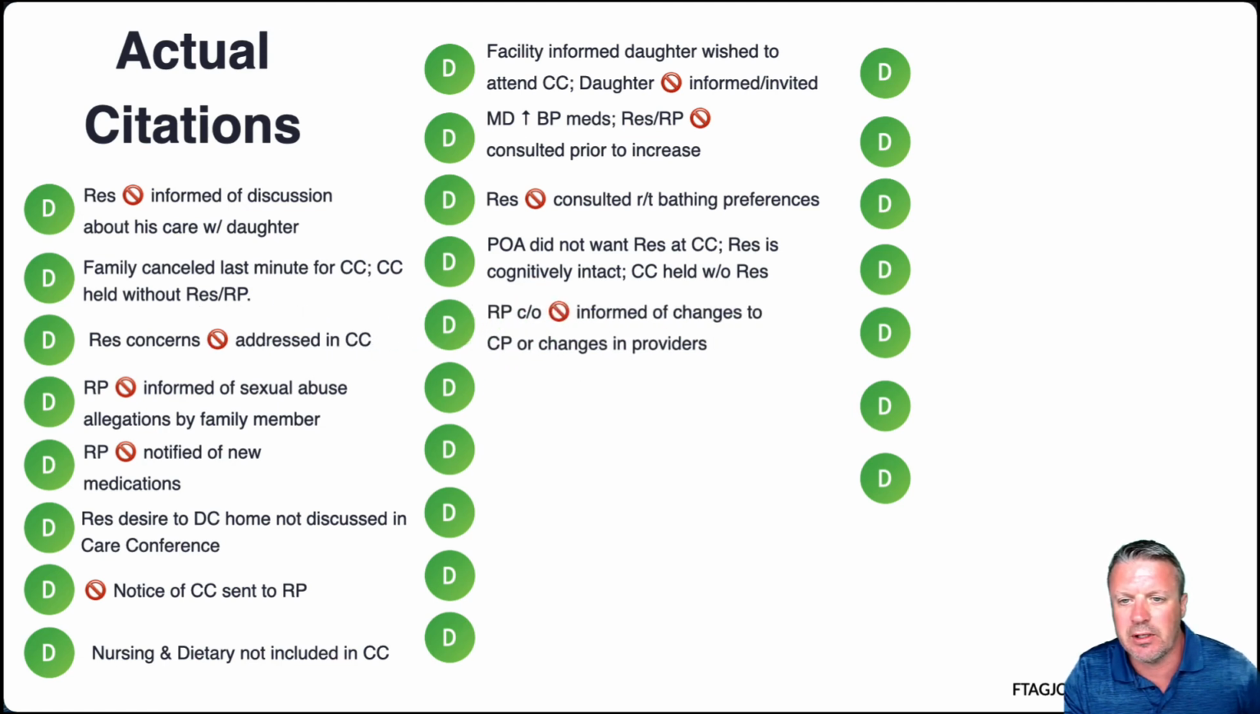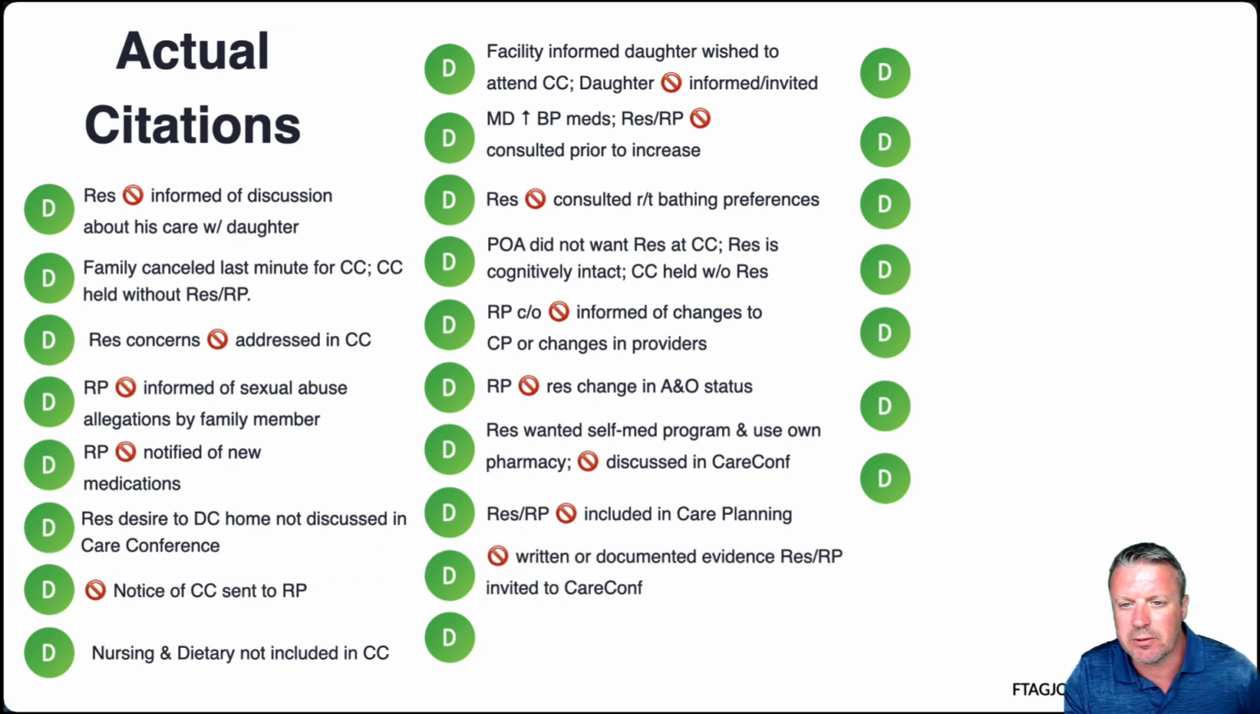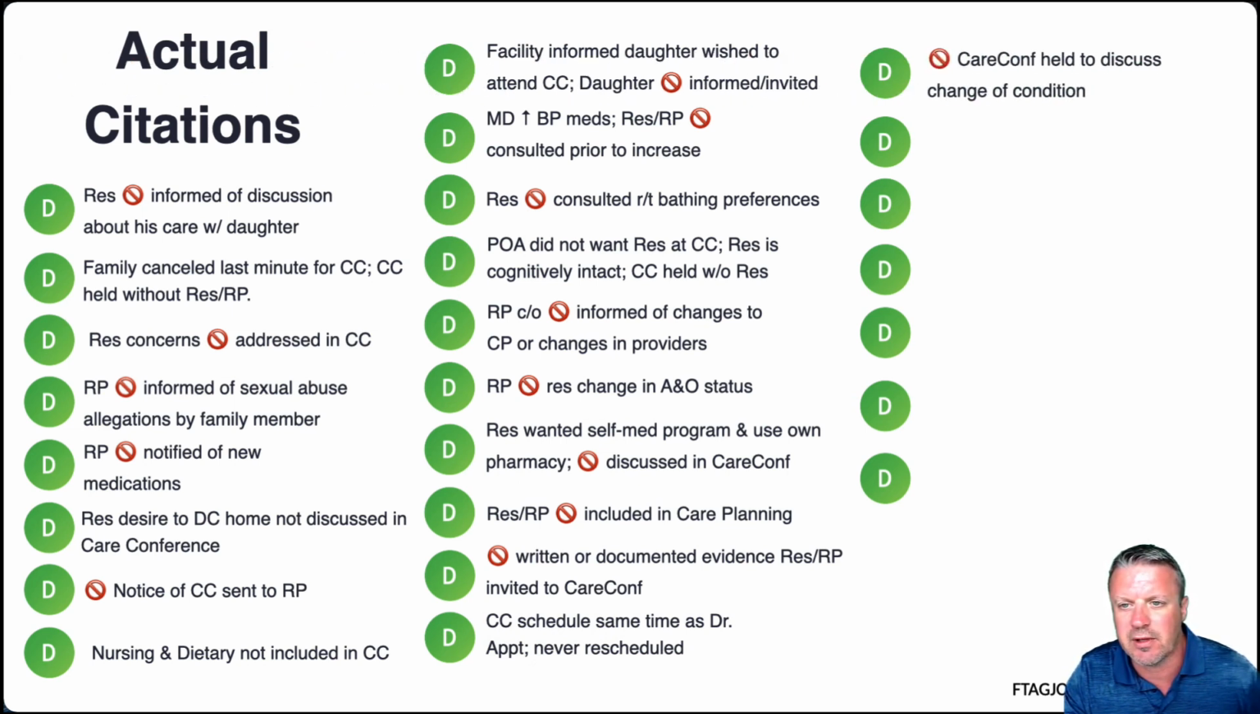Responsible party complained of not being informed of changes to care plan or changes in provider, so new physician. Responsible party was not informed that resident had a change in the alert and oriented status, so cognitive status. Res wanted self-medication program and to use his own pharmacy, and it was never discussed in care conference. Resident and responsible party were not included in care planning. There was no written or documented evidence the resident or responsible party were invited to the care conference. Care conference scheduled same time as doctor appointment, never rescheduled. No care conference held to discuss change of condition.